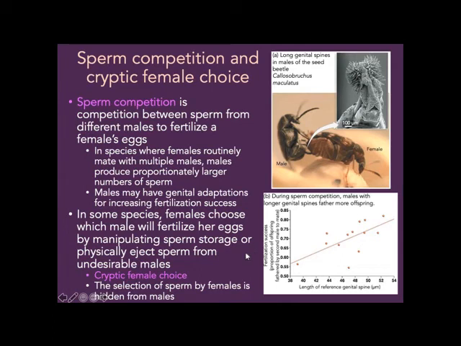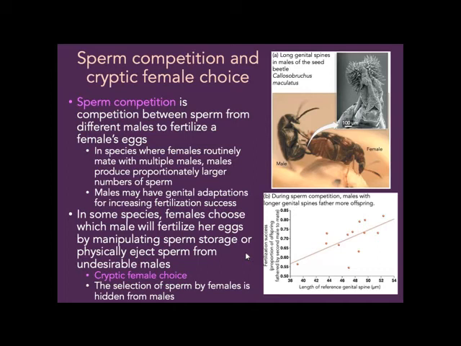And so you have kind of a female component as well, in which females may be doing choosing. So in some species, females will choose which male is going to fertilize her eggs by manipulating sperm storage, or sometimes females will physically eject sperm from undesirable males. And so this is called cryptic female choice. And that is because the selection of sperm by females is hidden from males, or potentially it could have been hidden from the original male researchers who were looking into this issue.